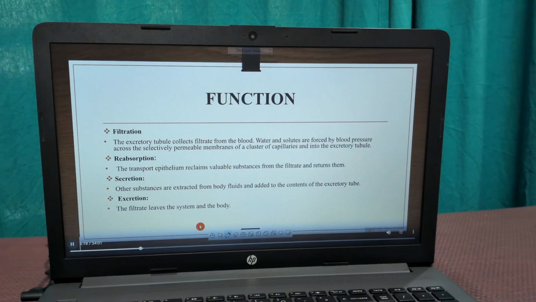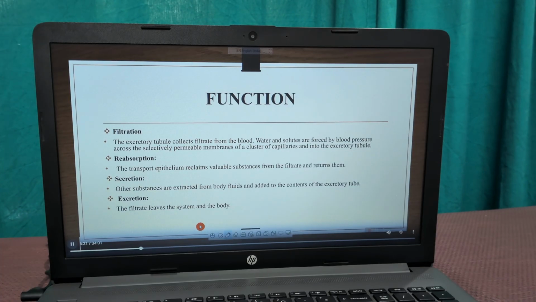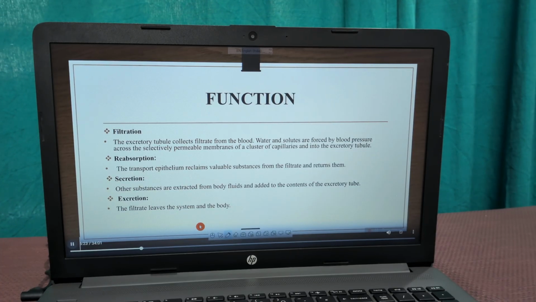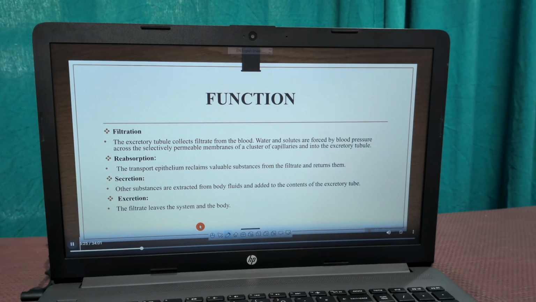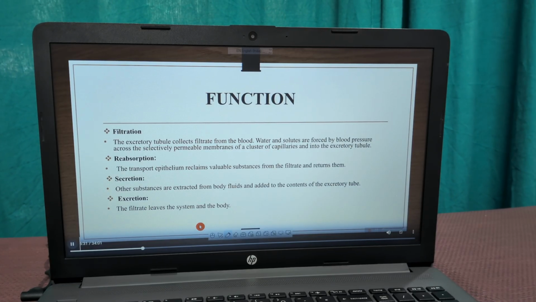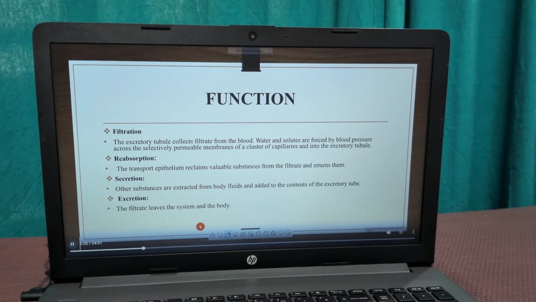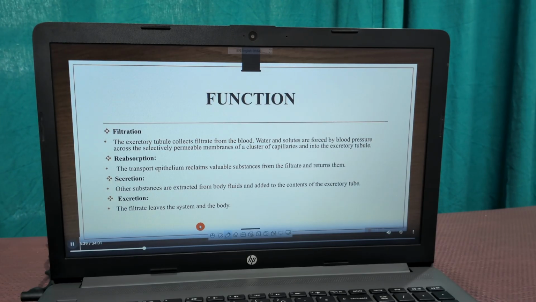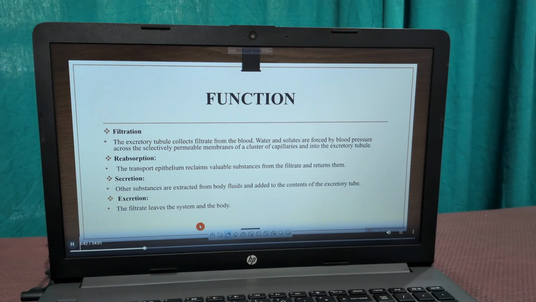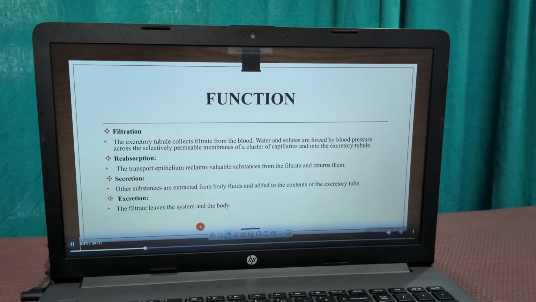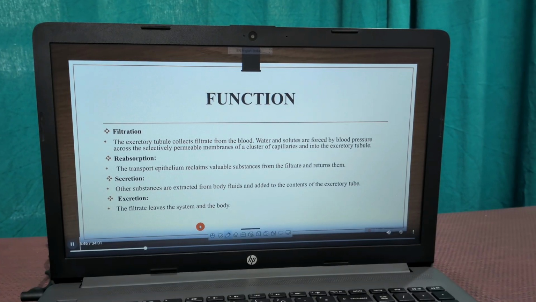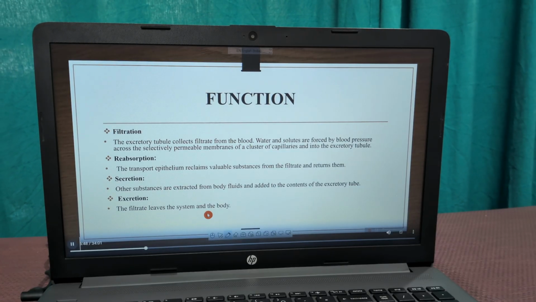The second function it performs is reabsorption. The important materials which are filtered from the blood, which are very important for the body, are then reabsorbed into the bloodstream, and the rest remains. The next function is secretion. Other substances are also extracted from body fluids and added to the contents of the excretory tubule. So it also secretes certain substances.